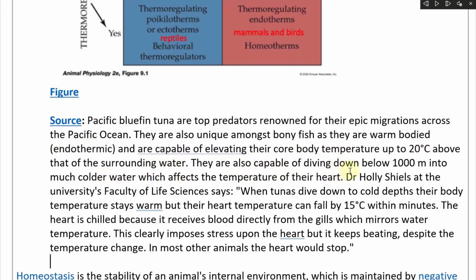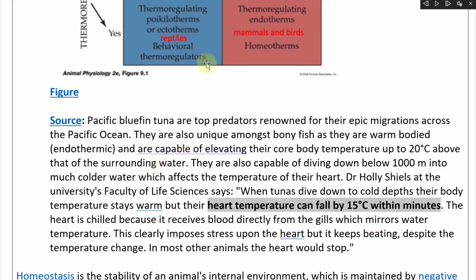But they are also capable of diving down below 1,000 meters into much colder water, which affects the temperatures of their heart. And Dr. Holly Shiels at the University's Faculty of Life Sciences says, when tunas dive down to cold depths, their body temperature stays warm, but their heart temperatures can fall by 15 degrees within minutes. So heart temperature can fall within minutes. In other words, in this case, it's not regulating the heat there. The heart is chilled because it receives blood directly from the gills, which mirrors water temperature. This clearly imposes stress upon the heart, but it keeps beating despite the temperature change. In most other animals, the heart would stop.